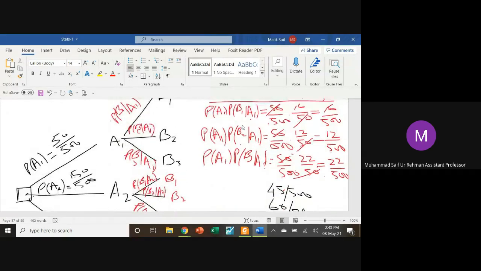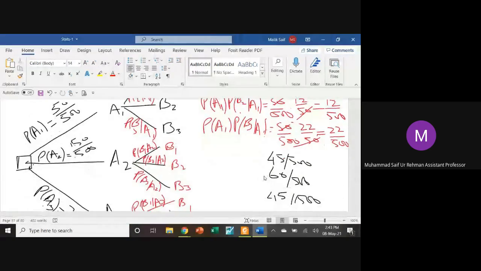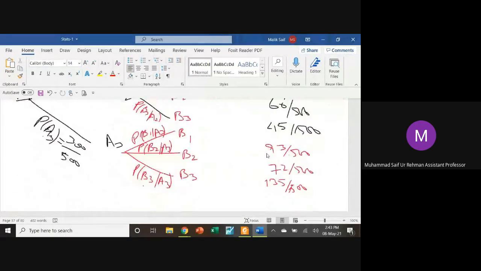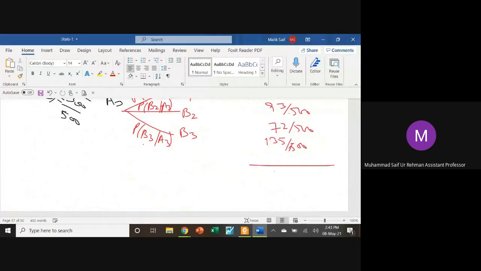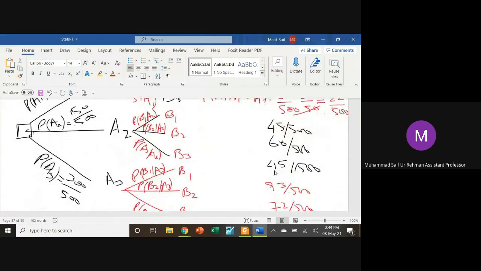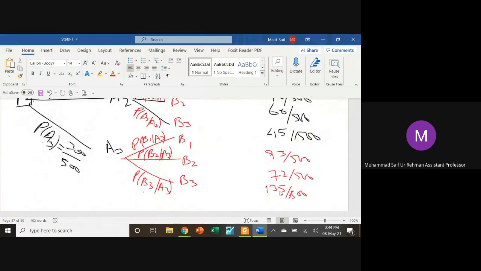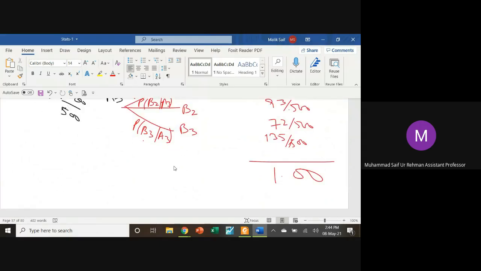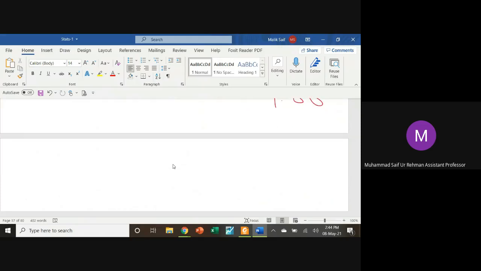But I have skipped these two for the remaining two cases. I have simply written these values that I would have in the other two situations. So now you can see the answer will become equal to 100% probability. You can simply add the values 16 plus 12 plus 22 plus 45 plus 60 plus 45 plus 93 plus 72 plus 135. All will equal 500 divided by 500. The answer will become equal to 1. So this is the tree diagram. Fine.